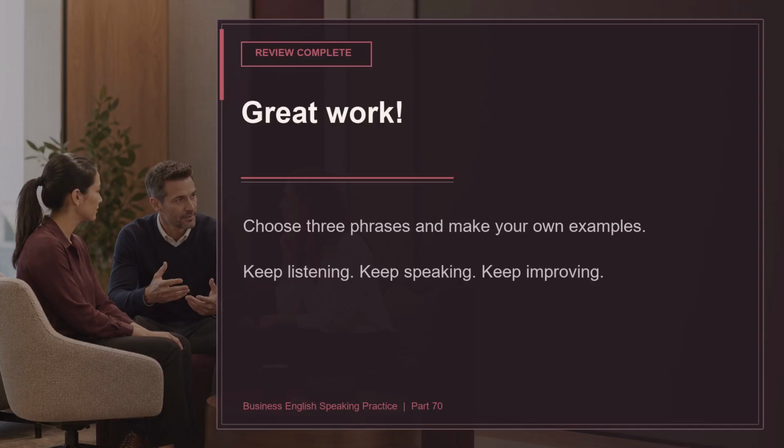Excellent work. You have practiced 12 expressions for workplace conflict and constructive resolution. Choose 3 phrases and use each one in a sentence about a difficult conversation. Practicing calm and neutral language will make these expressions easier to use. Continue with the next part for more business English speaking practice.